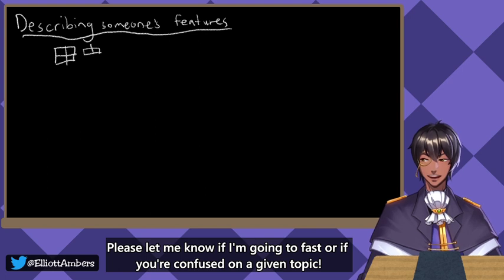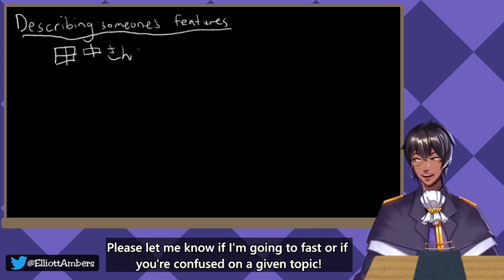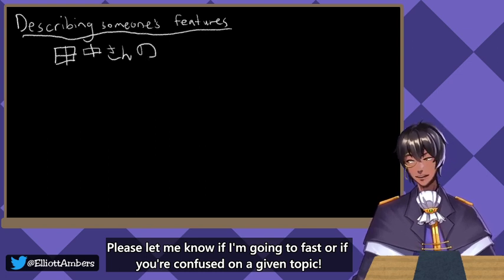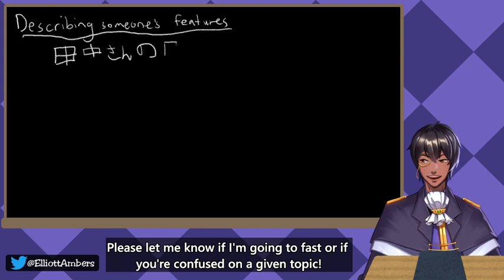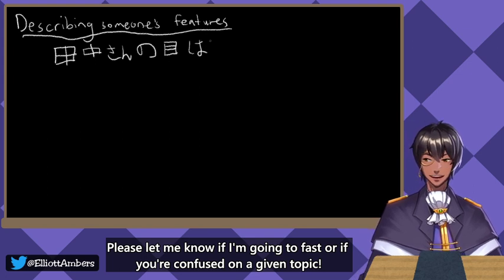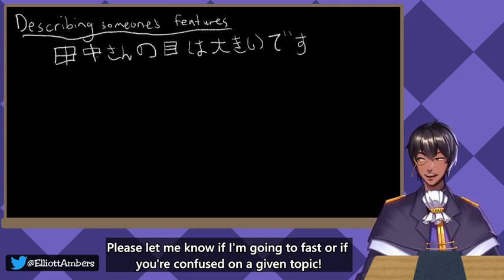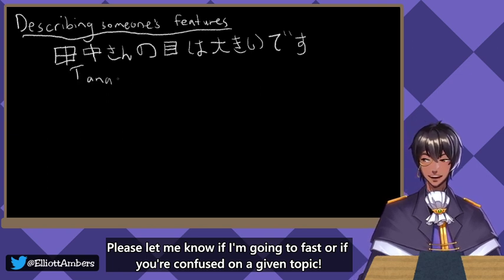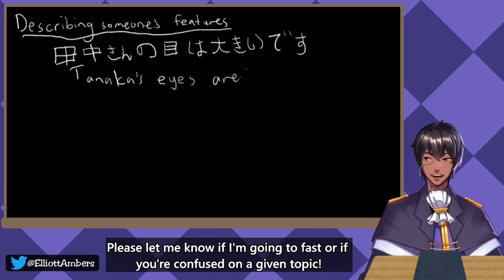Tanaka-san no me wa ookii desu. So if I have the sentence written out like this, Tanaka-san no me wa ookii desu, what this quite literally means is Tanaka's eyes are big. So he has big eyes.